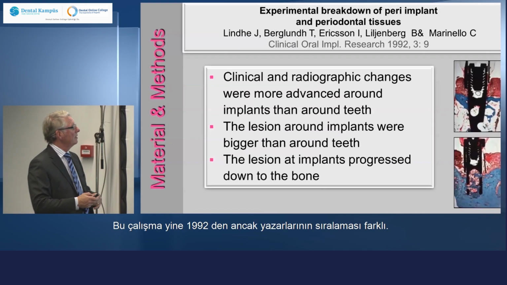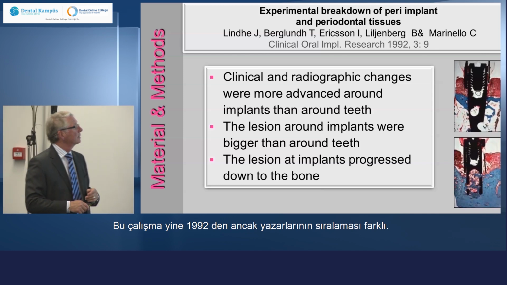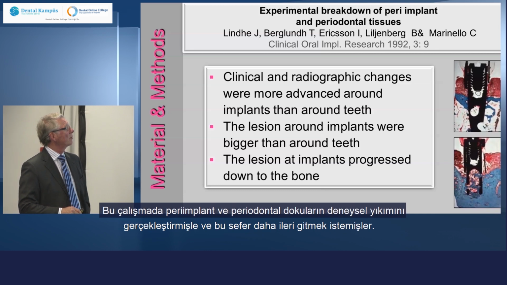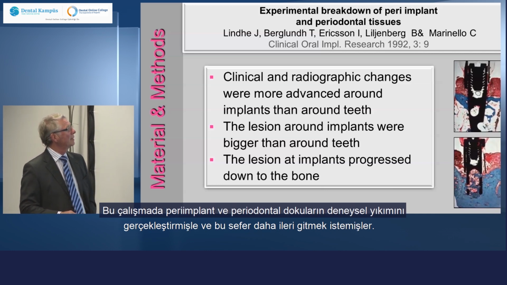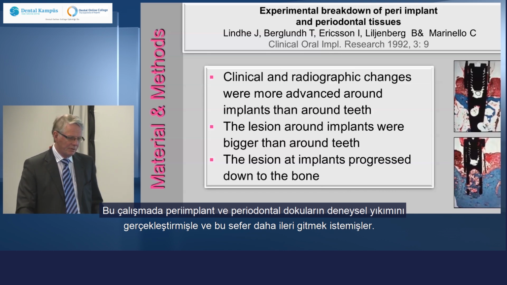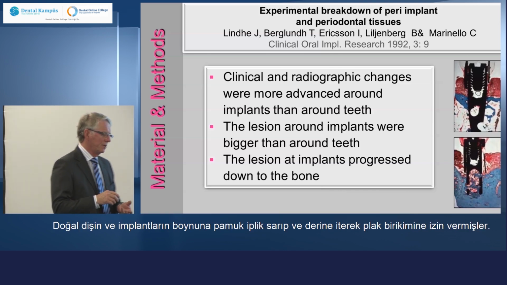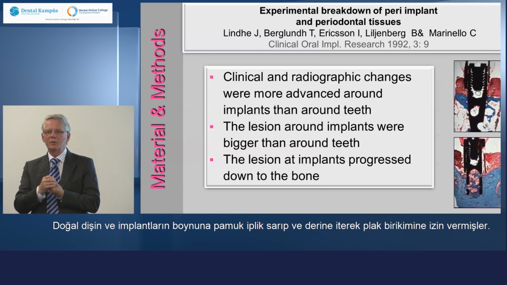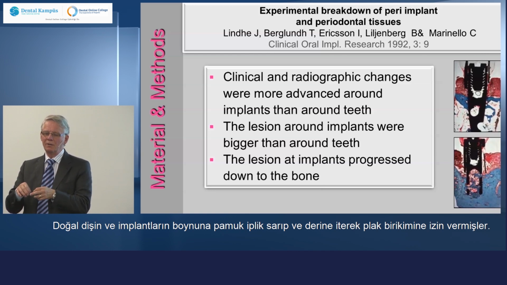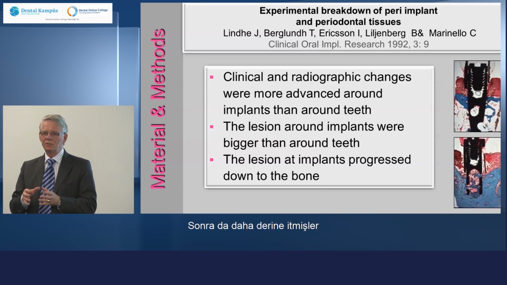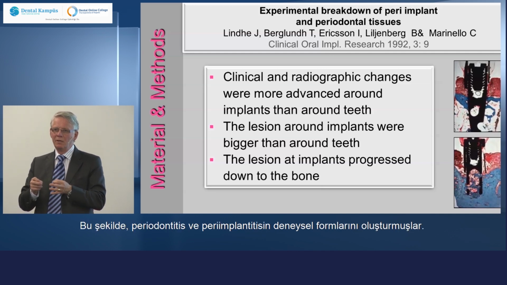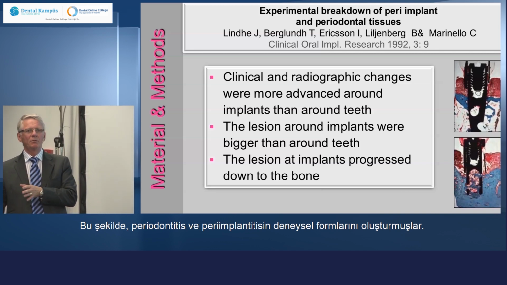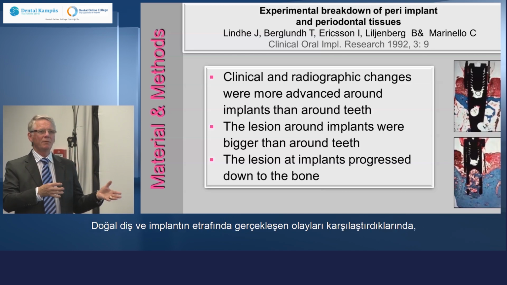And here they concluded, in the same year, 92, but with a different order of the authors, an experimental breakdown of peri-implant and periodontal tissues. They are now going further. The way they do it, they put one of those cotton threads around the implant and around the teeth. They push them down, and they allow plaque accumulation, and then they push them a little bit further down. By that, they create an experimental form of both periodontitis and periimplantitis.